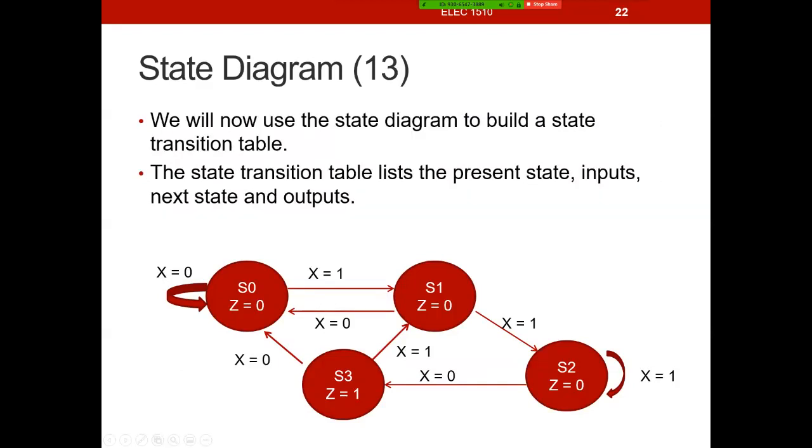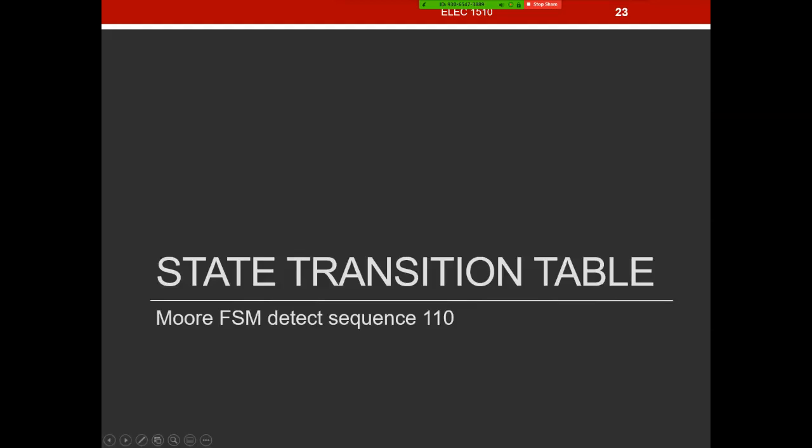What we're going to do next is use this state diagram to build a state table. The state transition table is going to list the present state, the values of our inputs, and our next state values and our outputs. All right. Now I'm going to stop this portion of the lecture here. We'll pick up in the next video with how to create the state transition table.